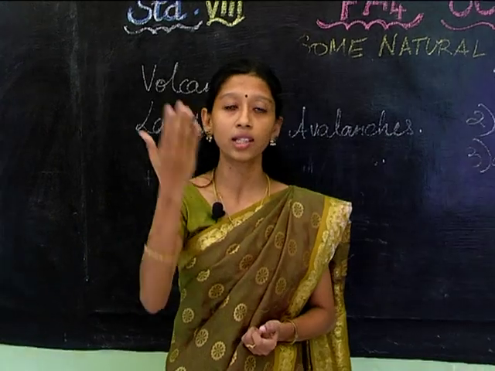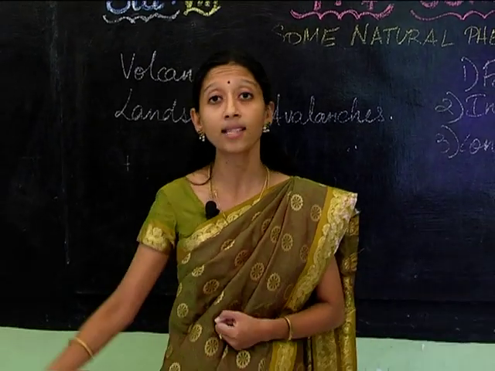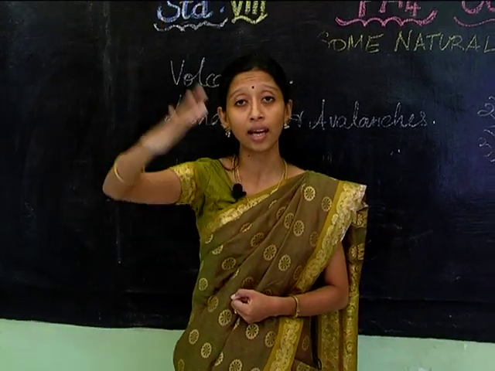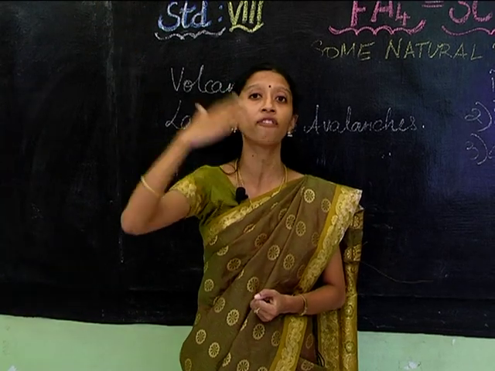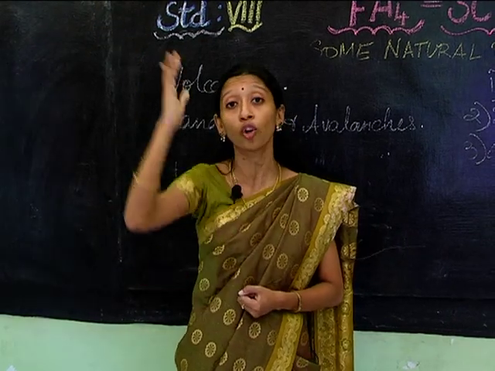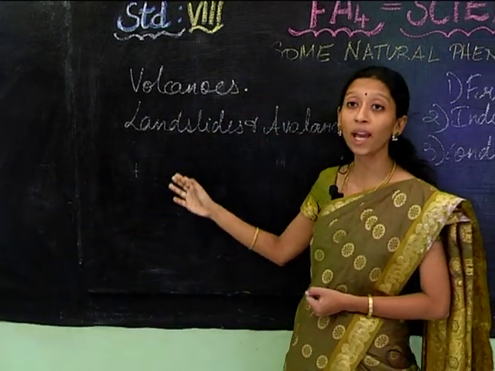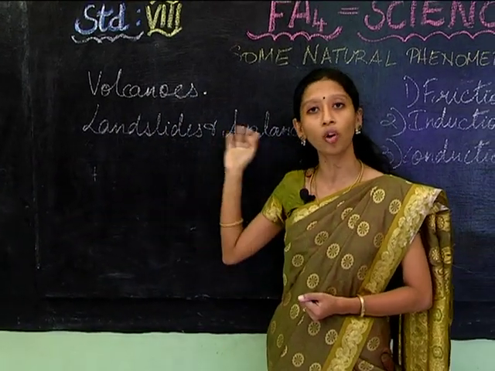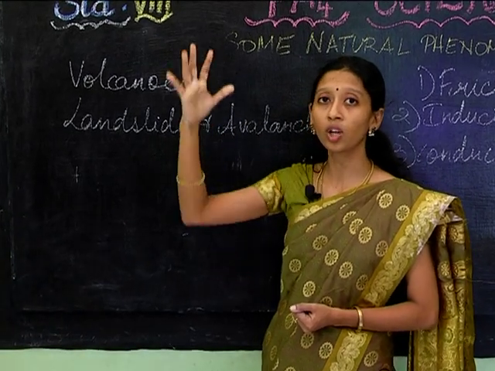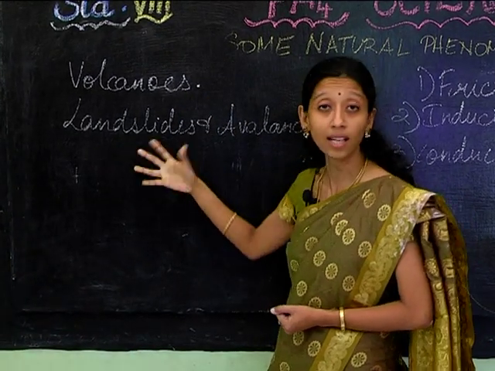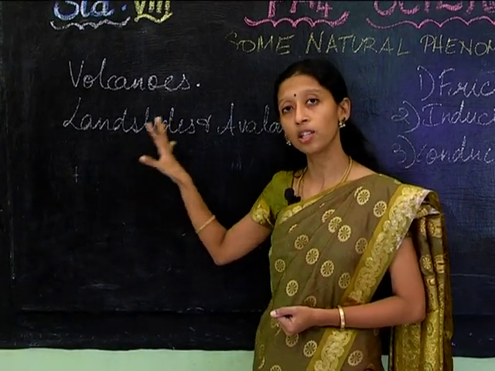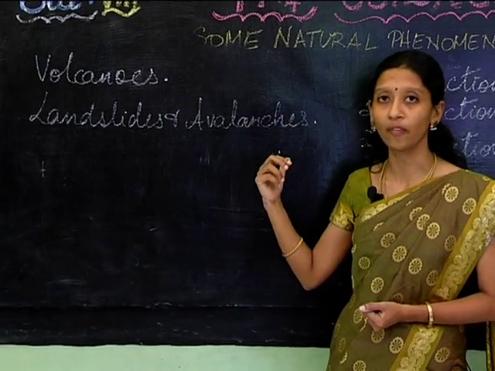The next one is landslides and avalanches. They take place in mountains. Landslides happen when soil gets eroded from mountains. When the same thing happens in snowy mountains, it is called an avalanche.